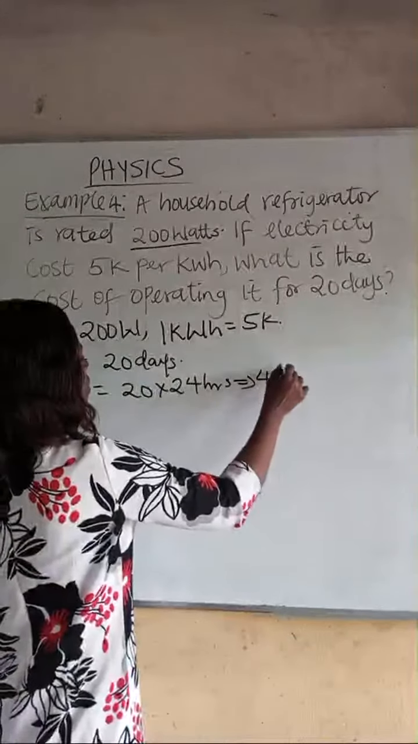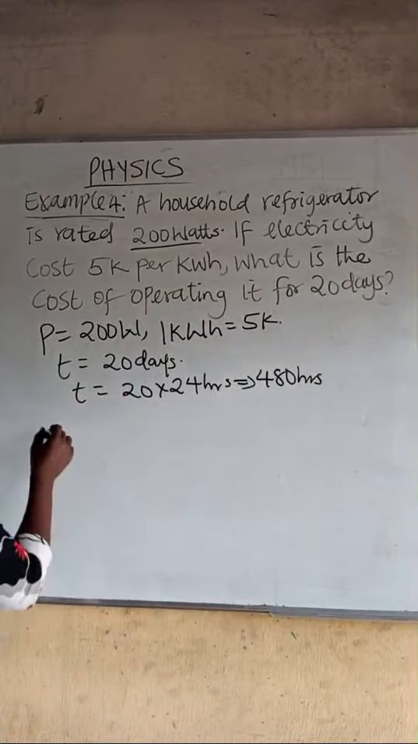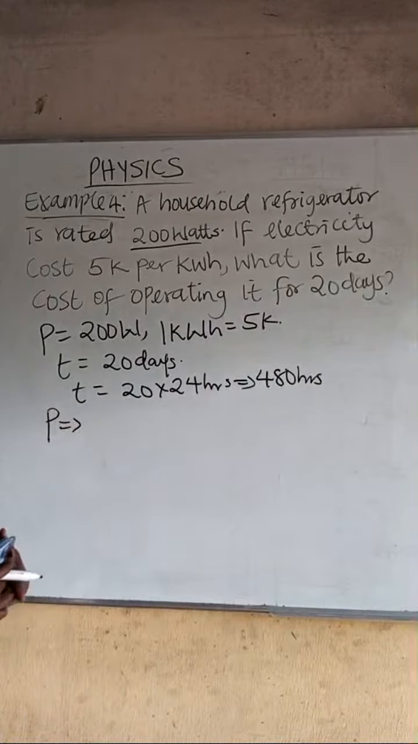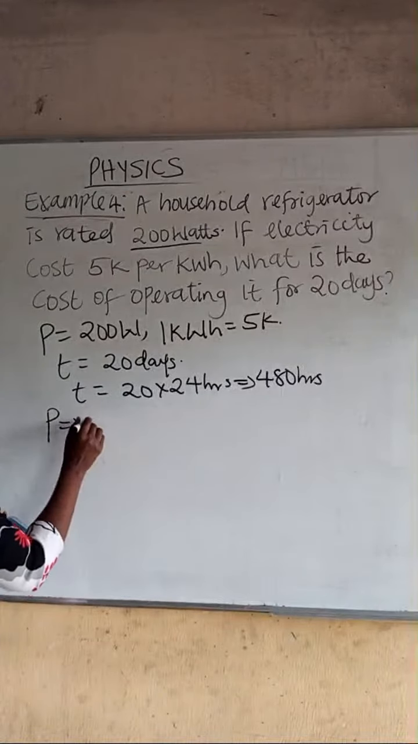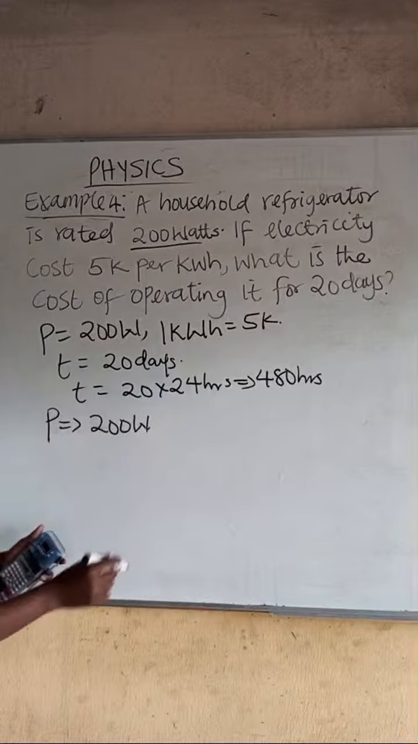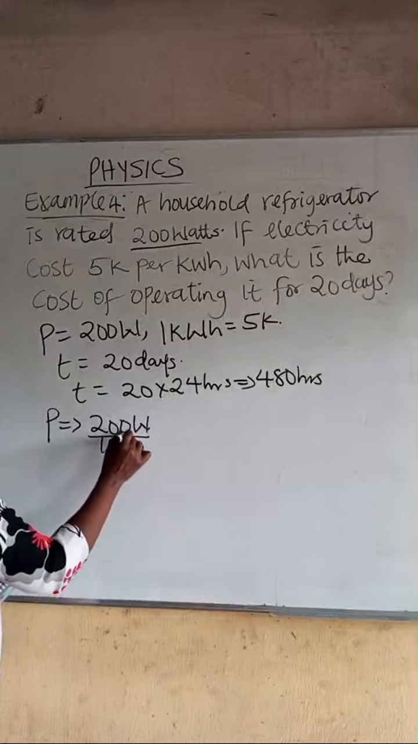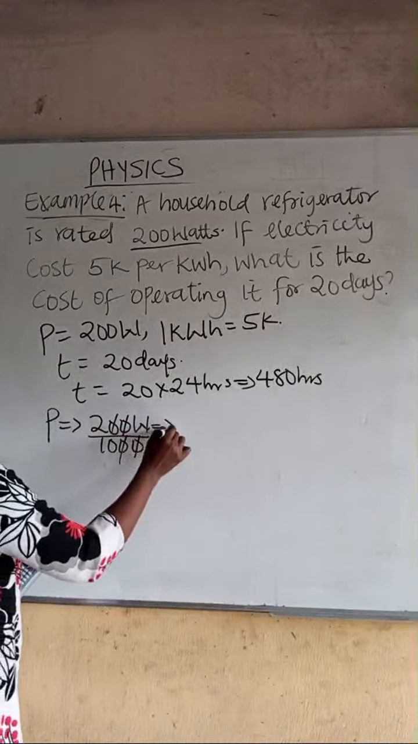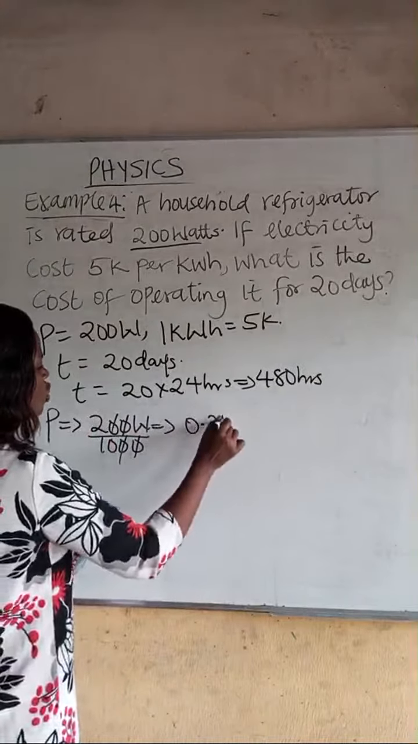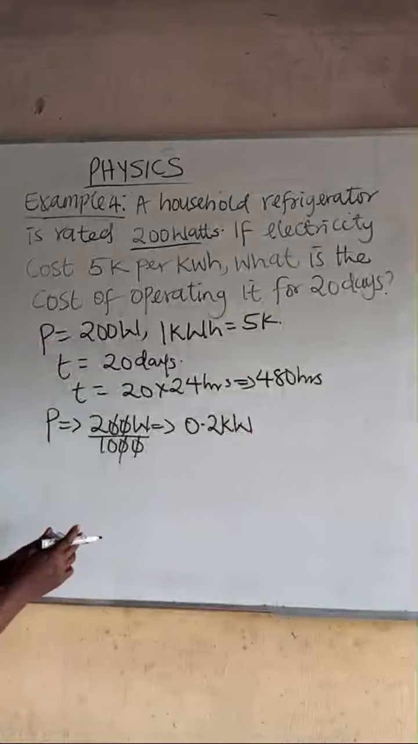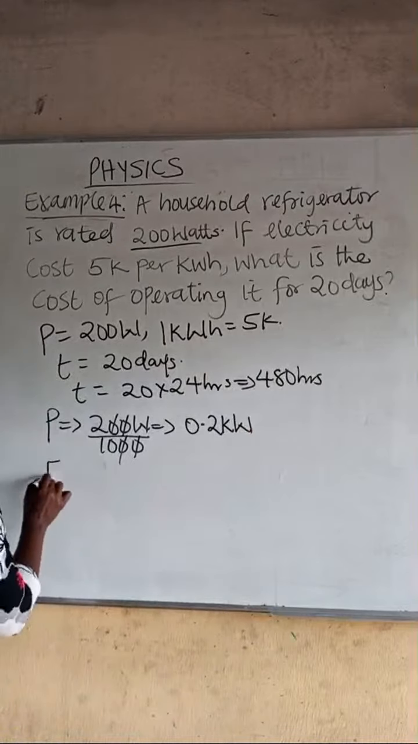So we have 480 hours. Now, let us find the power. The power is already given in watts, which is 200 watts. Then we convert this watt to kilowatts by dividing by 1000. So we have 200 divided by 1000 to give me 0.2 kilowatts. What next? The next thing I'm going to do is to find our energy.